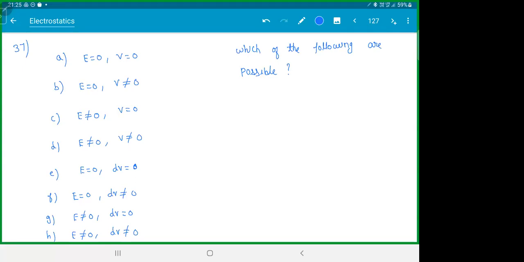So is there any situation where E is 0, but potential is not 0? Like that, you have to tell me. Indirectly, I'm asking you which is not possible. Think, I'll give you a minute. It's a good theoretical question. There's a certain thing people get confused with. Let me help you with that. But try, I'll give you a minute.